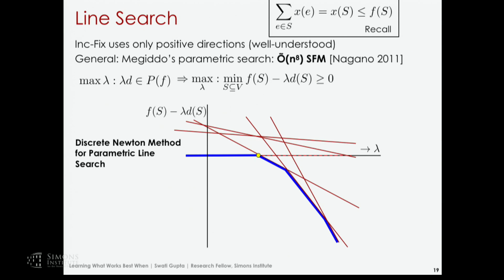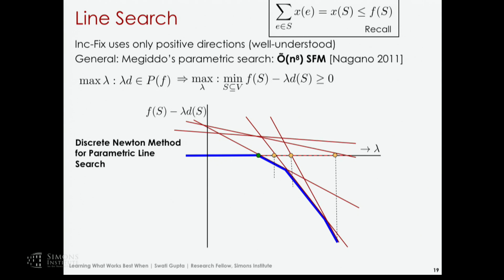And it's very natural to look at the discrete Newton method for parametric line search. What does that do? It samples at a lambda where I definitely know I am violating at least one constraint. That's easy to pick: you just fix an element and violate the constraint for that. Then I do a submodular function minimization to find out what this set is. That gives me the value of the lower envelope. At that point, I can set that set to 0 and get another value of lambda, and continue this process until I converge to this lambda star.